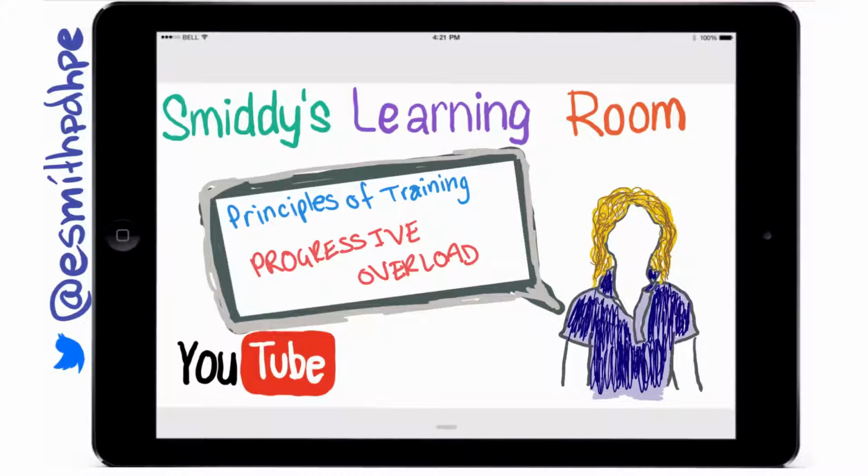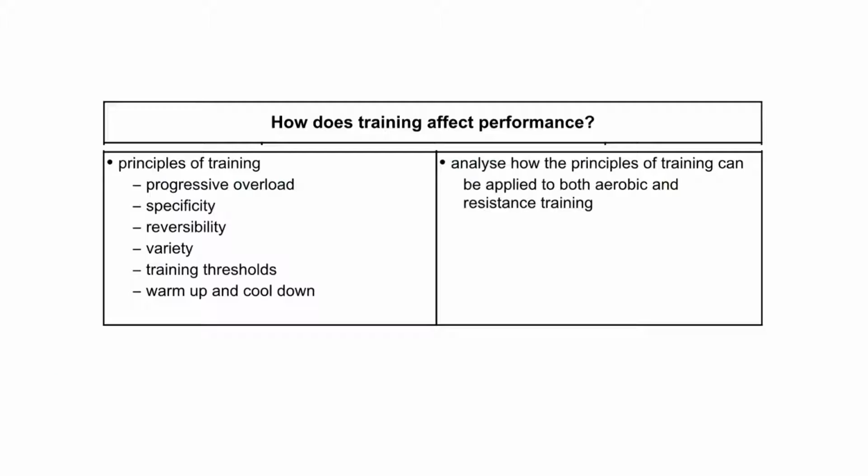Today we're going to learn about the principles of training and specifically have a look at progressive overload. When we look at the syllabus, we look at the focus question: how does training affect performance? And we come down to the part of the syllabus where it says principles of training. As we said before this video, we're going to look at progressive overload. We'll also have a look at how progressive overload can be applied to both aerobic and resistance training.